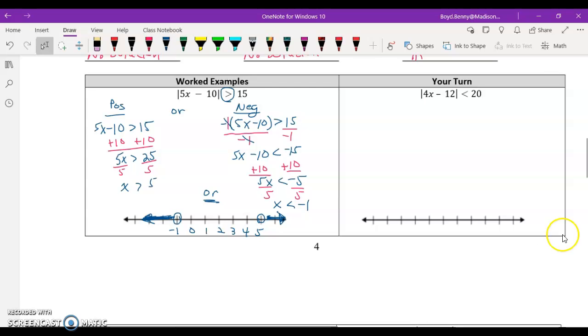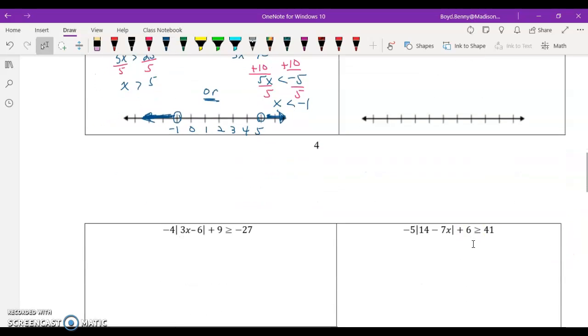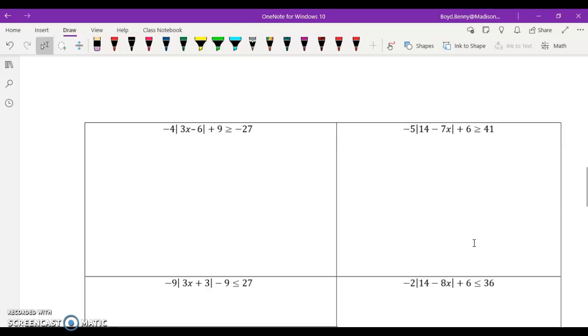Okay? I'm going to move on through the examples for the purpose of this video. If you want to see the answers to the your turns, you can find those in the notes in the notebook. All right, let's move on to this next one.